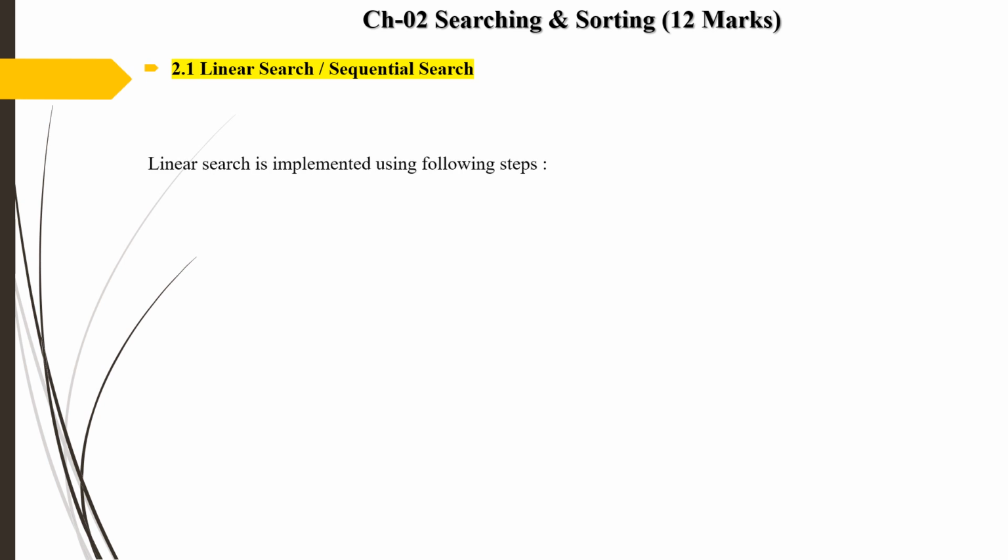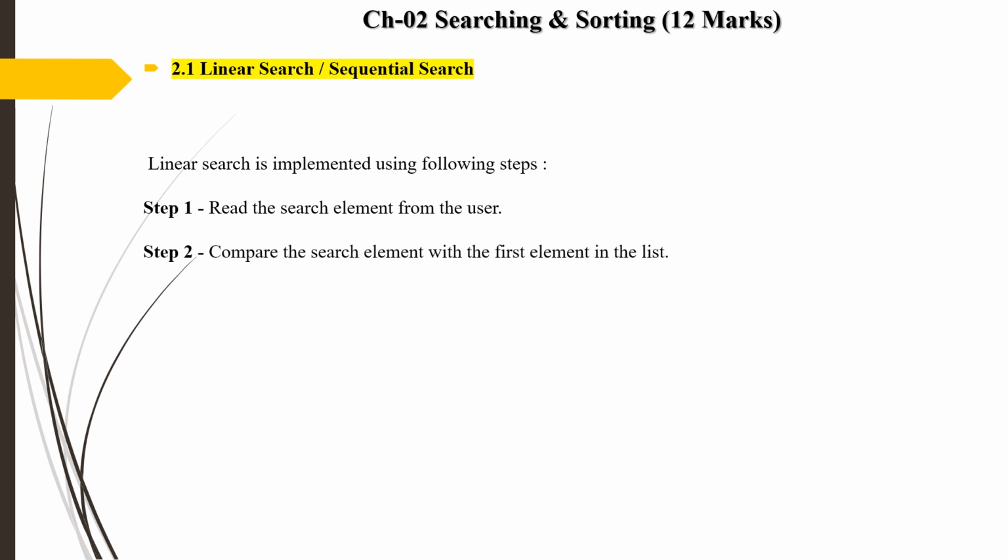First, linear search is implemented using the following steps. First step is read the search element from the user. So first we read the search element that we want to find in the list. Second step, compare the search element with the first element in the list. So the second step is the search element is compared with the first element of the list.